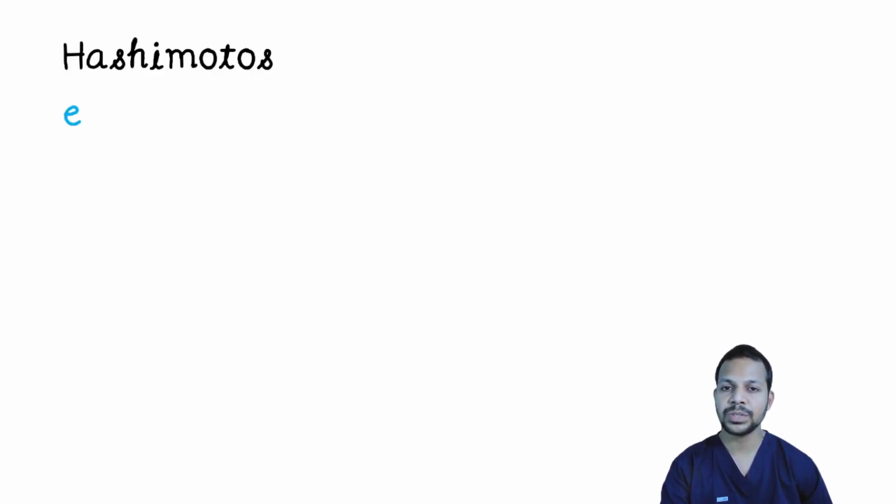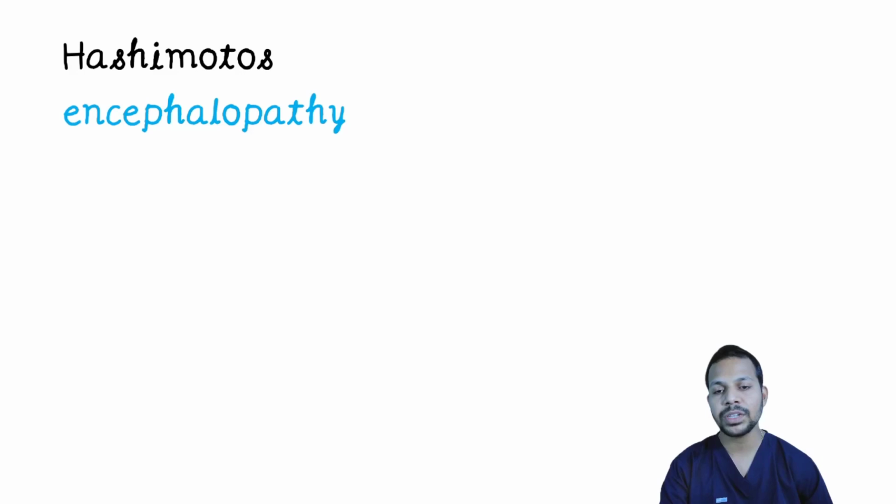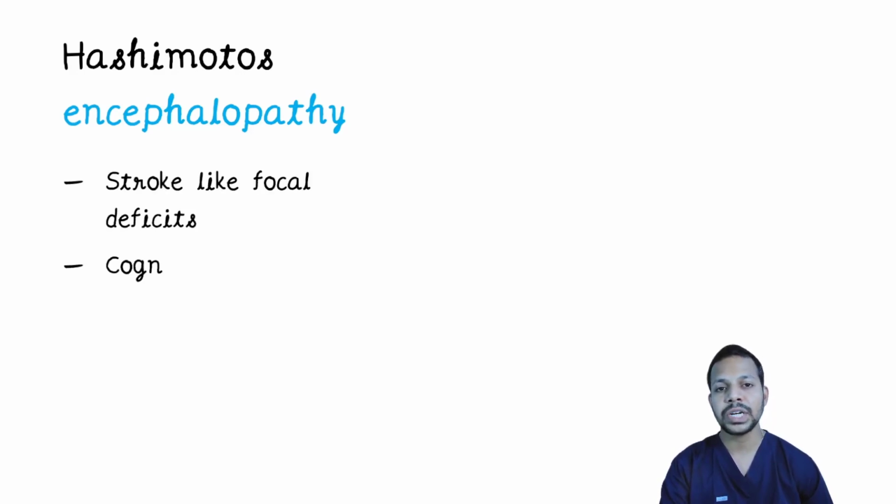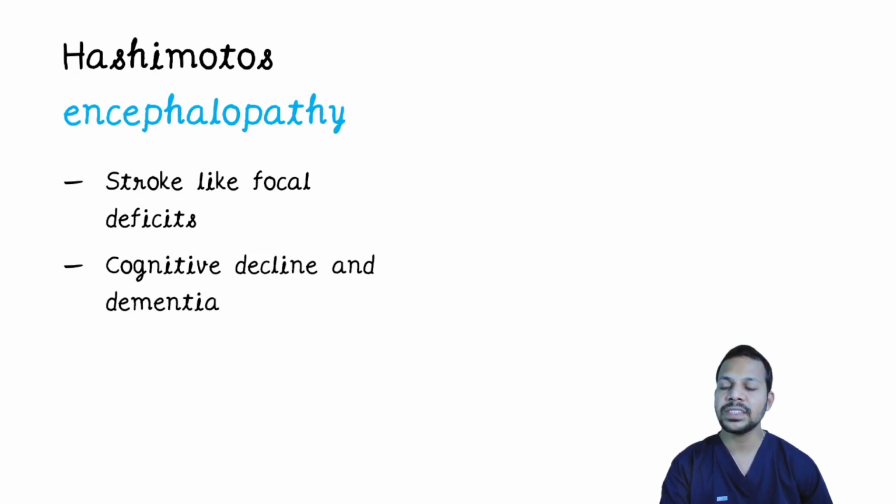The two terms that you have to remember in relation to Hashimoto's thyroiditis are Hashimoto's encephalopathy and hashitoxicosis. What is Hashimoto's encephalopathy? This encephalopathy is not because of hypothyroidism per se, but it is supposed to be because of the antibodies in Hashimoto's thyroiditis. What is the presentation? The patient will have stroke-like focal deficits, and some patients can have cognitive decline and dementia. And the point to be noted here is that this encephalopathy is steroid responsive and it is completely reversible.